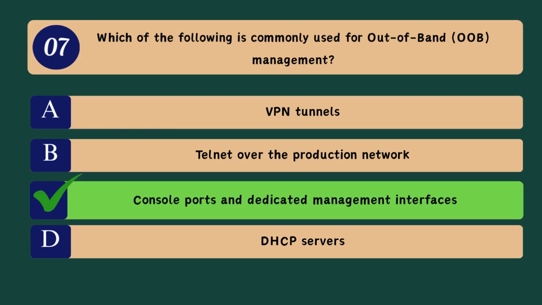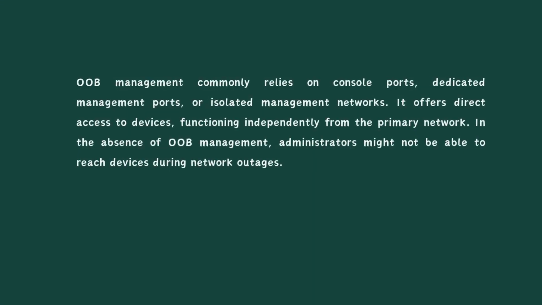Correct answer. C. Console ports and dedicated management interfaces. OOB management commonly relies on console ports, dedicated management ports, or isolated management networks. It offers direct access to devices, functioning independently from the primary network. In the absence of OOB management, administrators might not be able to reach devices during network outages.